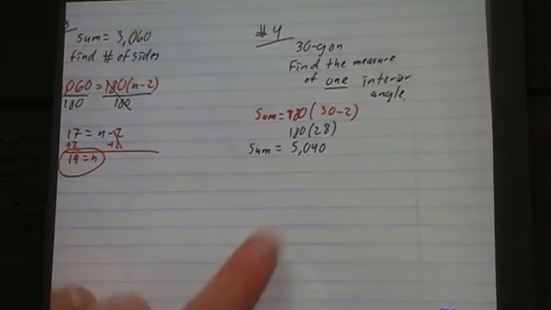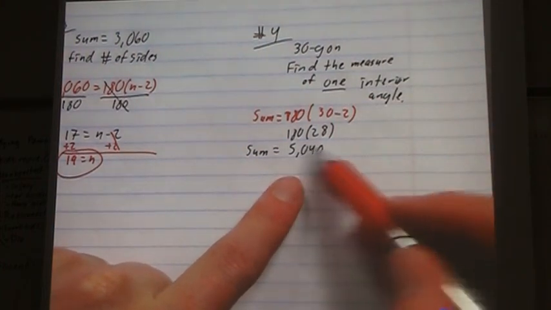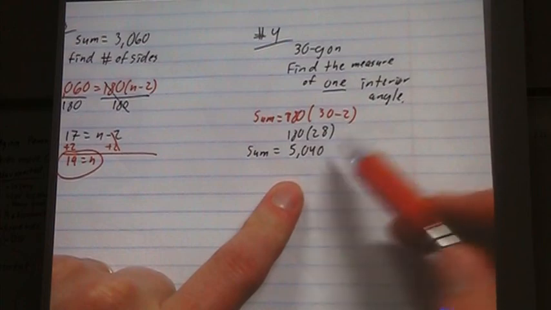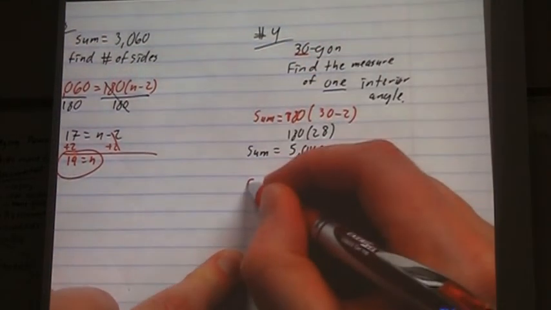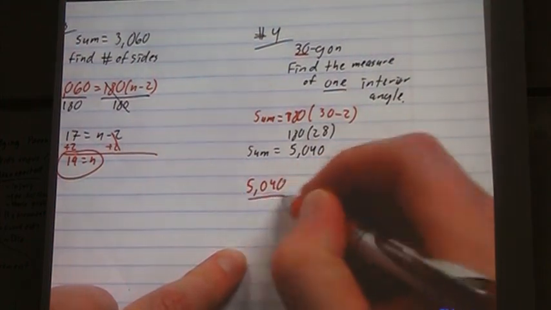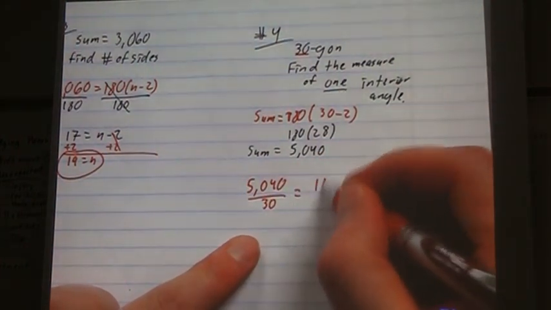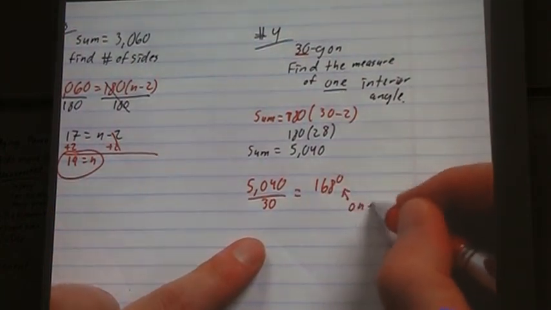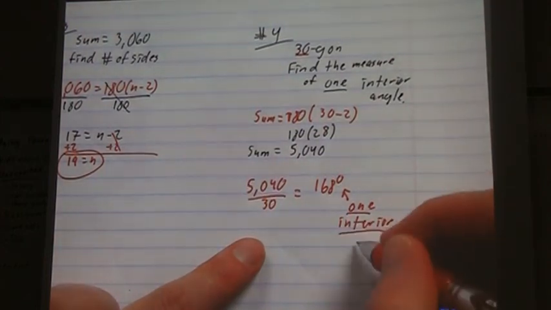But we're not done. We want to find the measure of one interior angle. So we take our total and divide it by however many sides we have. How many sides do we have? Boom, given in the problem. So we're going to go 5,040 divided by 30, and we get ourselves 168. So that's the measure of one interior angle.